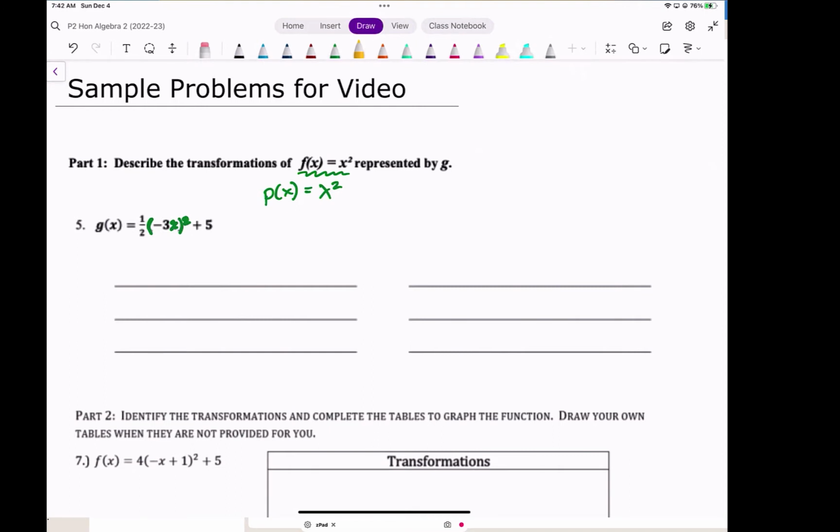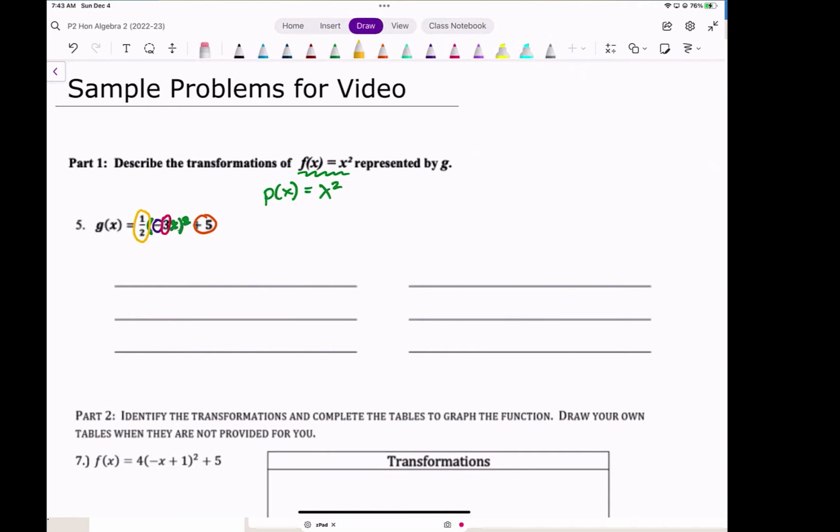So the first thing I do is identify what are the things that are different. So we have a 1/2 out here being multiplied. We've got a negative inside here, a 3 being multiplied, and we've got a +5 at the end. Okay, and there is an order that we do them. We'll see that in the graphing problem, but I just try to decide what's happening in order from left to right so I don't miss any.